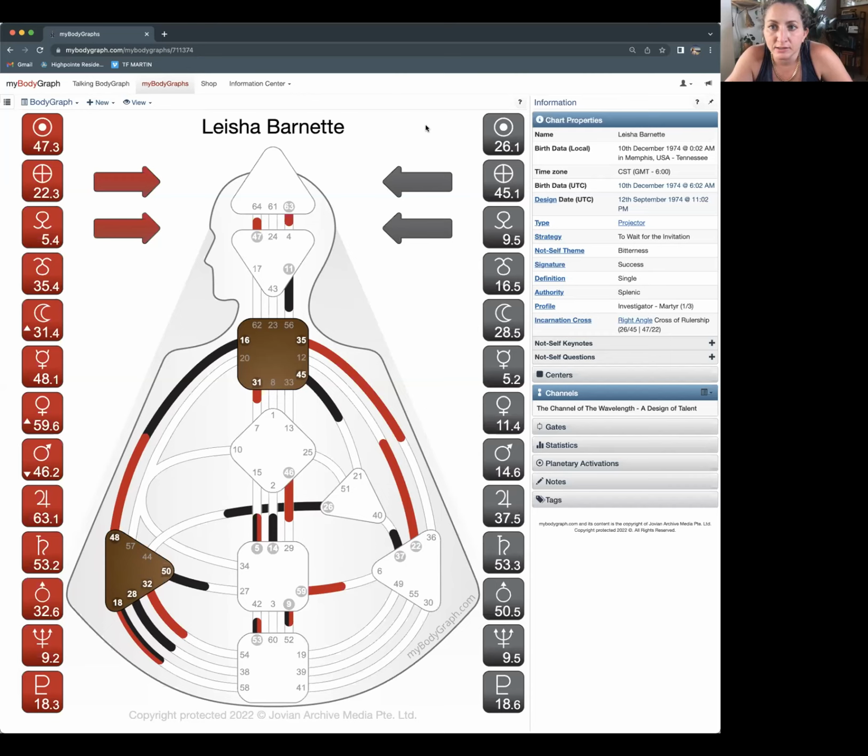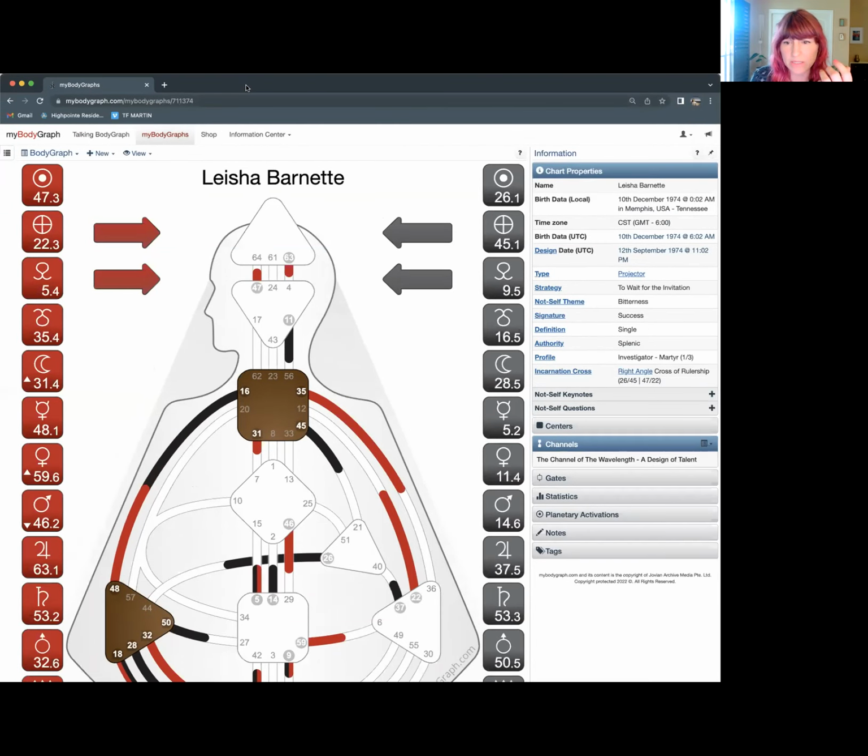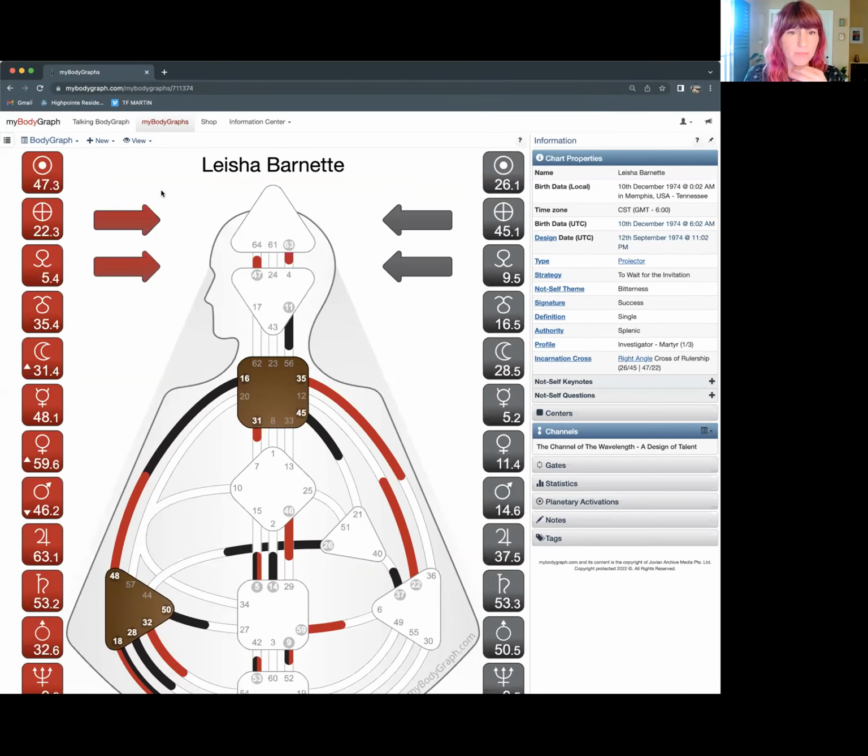Well, you can go to MyBodyGraph and do a free one. Now it's not going to have all these features that you might see popping up on mine, but you can get a free one. So anyway, just to bring that up, you can see your centers and type and profile.